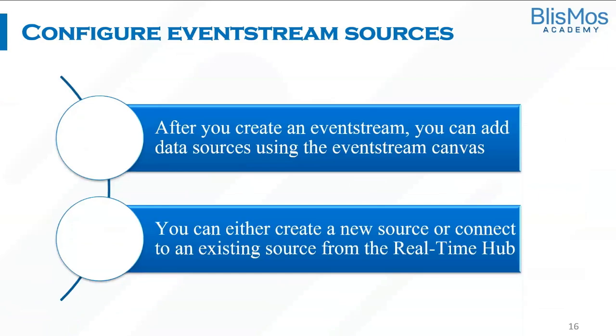The way you can configure the event sources is you can add the data sources using the event stream canvas. You have something called the event stream canvas. There you can add the data source. Either you can create a new source or connect it to an existing source, which is a no-brainer.